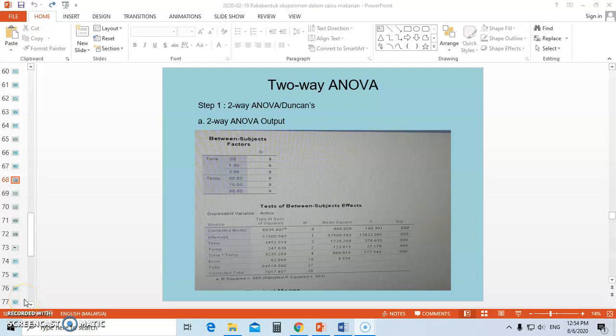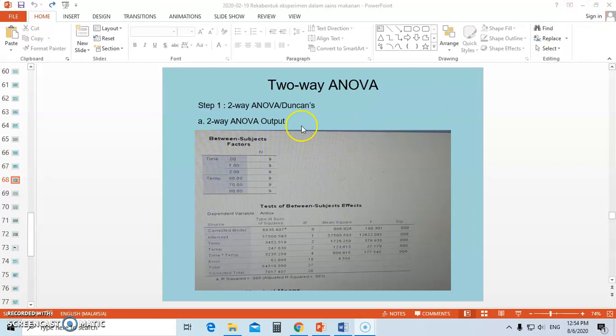Okay, so let's continue with our discussion for two-way ANOVA. So we have discussed the basic principles or the basic components of a one-way ANOVA and a two-way ANOVA. Okay, so let's look at an example for a two-way ANOVA.